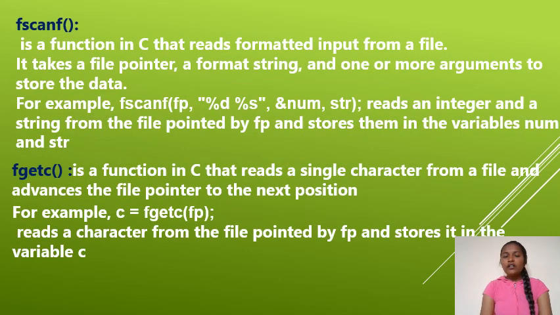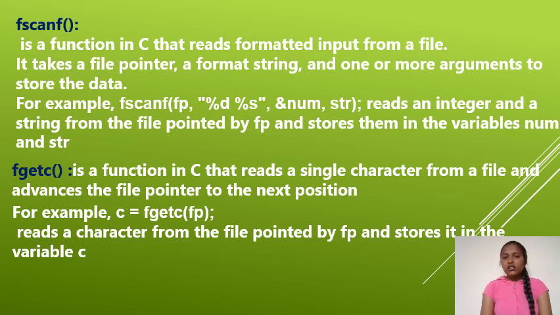fscanf is a function that reads formatted input from the file. It takes a file pointer, a format string, and one or more arguments to store the data. For example, fscanf(fp, "%d %s", &num, str) reads an integer and a string from the file pointed to by fp and stores them in the variables num and str.